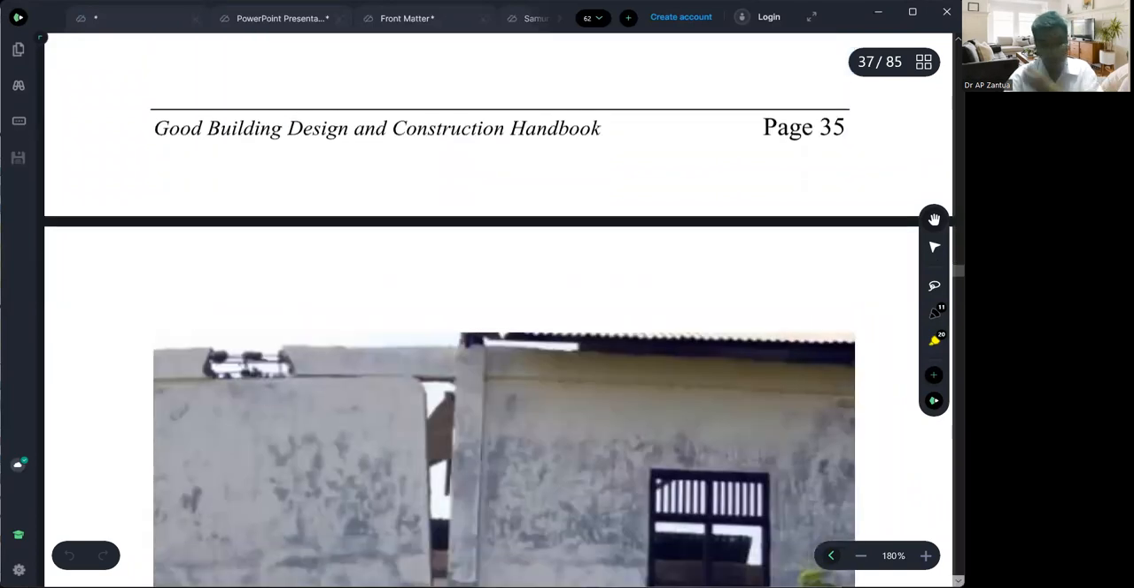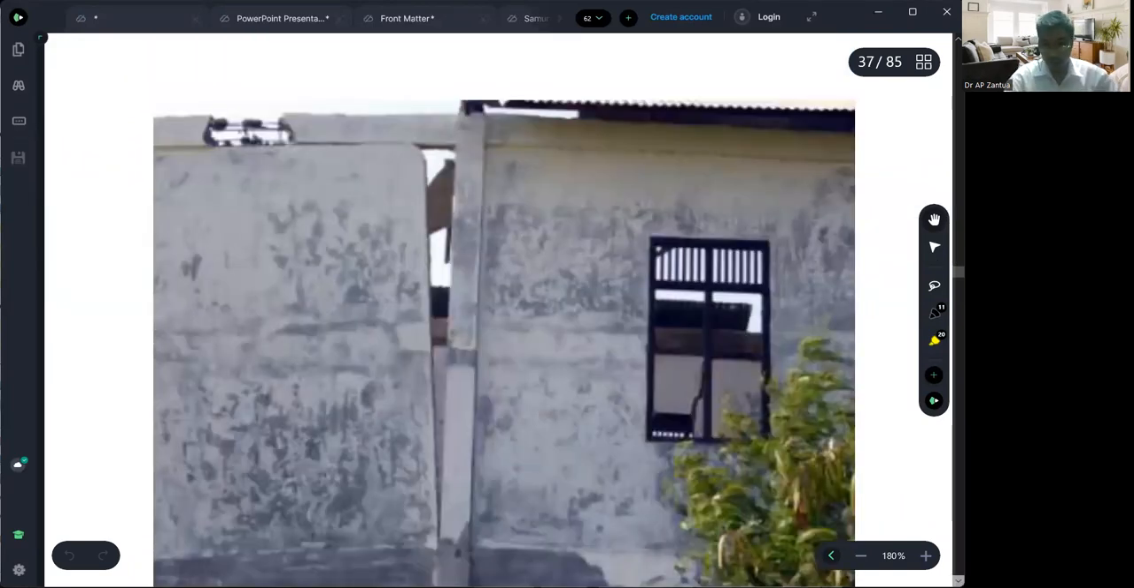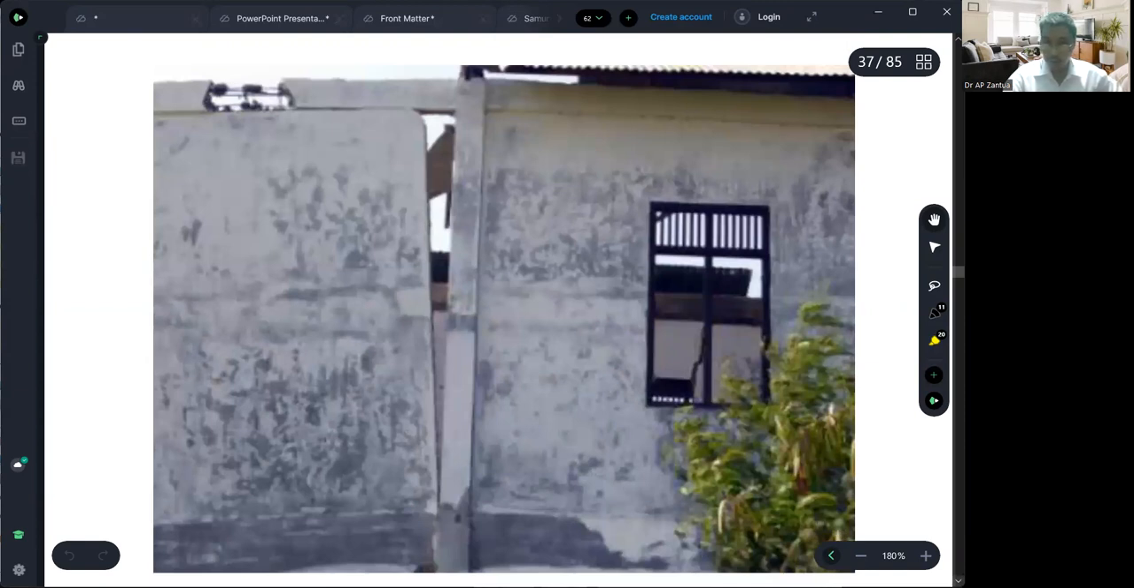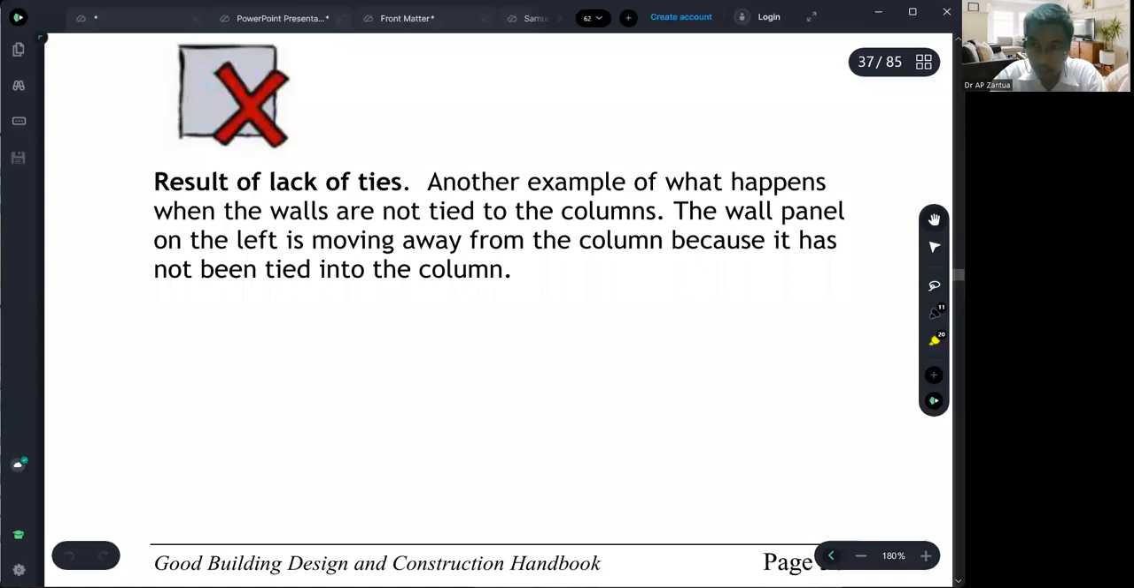Okay, next. Of course, a very bad example. You can see there is no connection of this wall to this column. There is no connection of wall to column, also beam to column, beam to wall. Wall to column and wall to beam, there is no connection. Bad example, lack of connector ties.